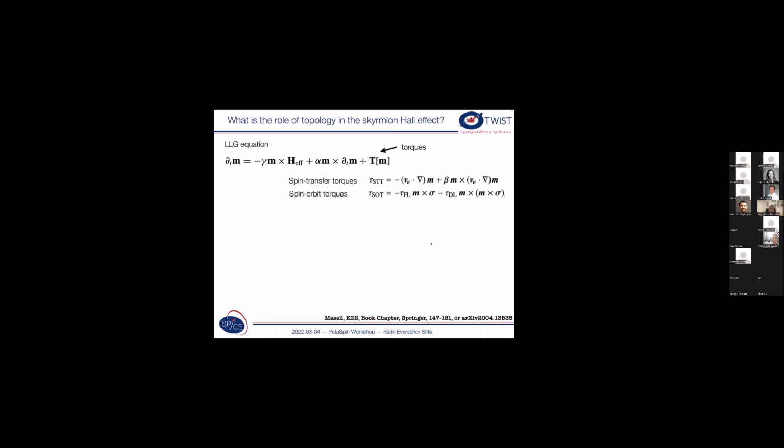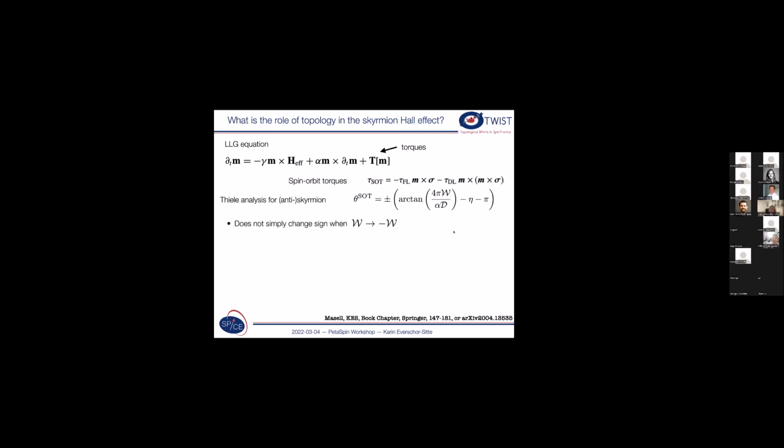So now we have looked at spin transfer torques, and here the winding number is really crucial, and we only get a Skyrmion Hall effect when we have a topologically non-trivial structure. Let's look at spin-orbit torque physics now. We can do a similar Thiele analysis for the Skyrmion, and then we get the spin-orbit torque Skyrmion Hall angle, which looks like this.